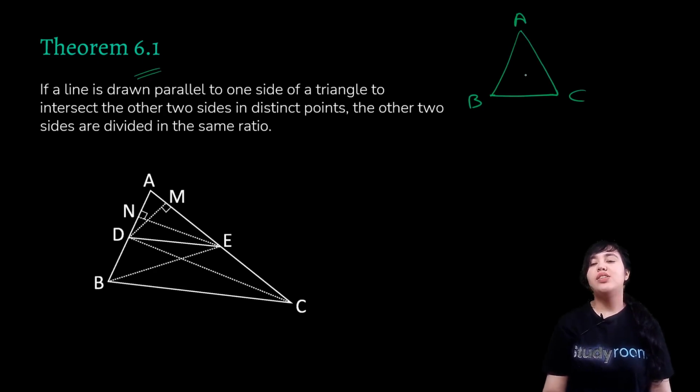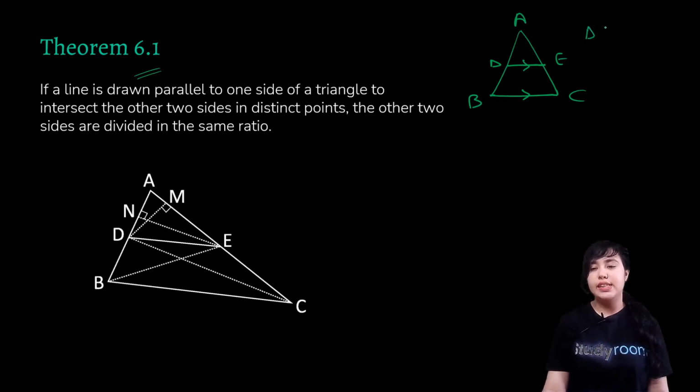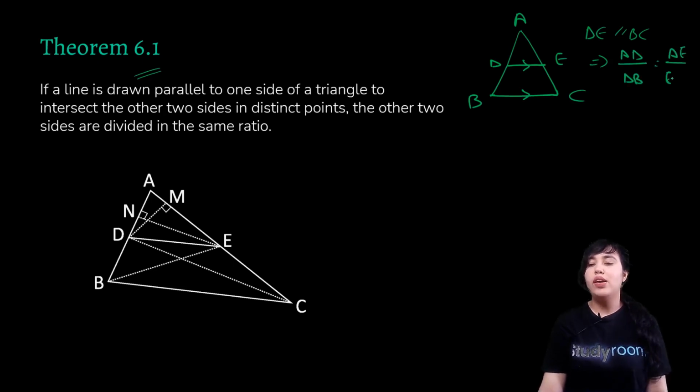So I draw a line parallel to this side. Okay, let's say this is my line and that intersects the other two sides in distinct points. Let's say D and E. So this is parallel. This is how we show parallel lines. Then the other two sides are divided in the same ratio. So basically if I'm having a triangle ABC and I draw a line DE parallel to BC, then in that case, according to this basic proportionality theorem, which is theorem 6.1, I can say that AD upon DB is equal to AE upon EC. Now this is what we are going to prove over here as well. So what you need to do is you make this DE and BC parallel, join the points C and D by dotted lines, join the points B and E.